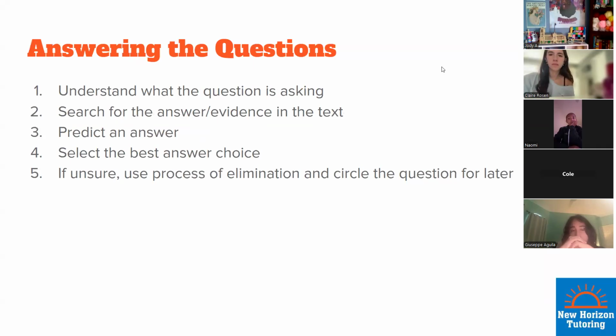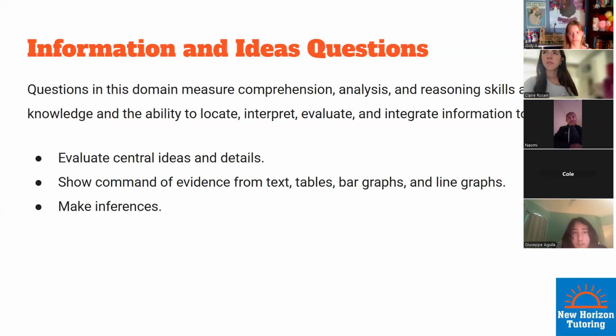So first, like always, we have to understand what the question is asking about. And then we always want to find evidence or a detail in the text that would suggest our answer choice or clearly states the answer choice that we want. And then we can predict the answer and select the best answer that matches up. And also, like always, if we're ever unsure, just use your process of elimination and circle it and save it for later. Time is a big thing on the PSAT, so make sure to manage your time wisely. And if a question's taking way too long, don't let it ruin the whole test.